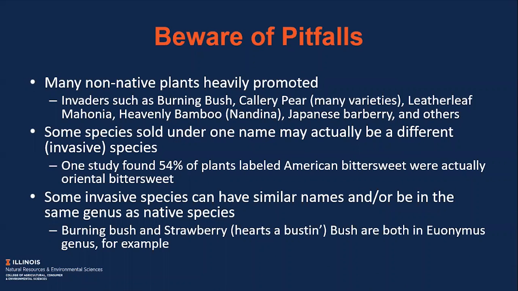Some of the things you want to be aware of. A lot of non-native plants are heavily promoted. Some of the invasives that are still being sold include the burning bush and Callery pear. The Callery pear is sold under many varieties, such as the Bradford pear, Aristocrat, Cleveland Select, and a couple of others. Pretty much any ornamental pear that you're going to find out there is most likely a version of the Callery pear. So you want to avoid those if at all possible.